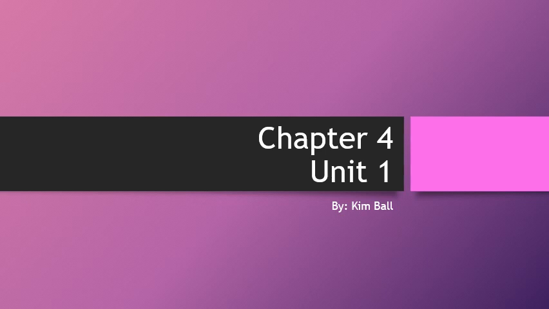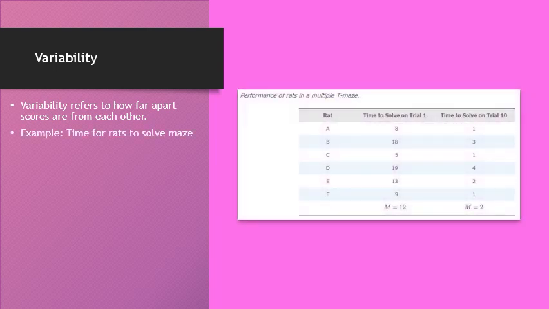This is Chapter 4, Unit 1. We're going to talk about variability. Variability refers to how far apart or even how close together scores are from each other. So here's an example. This is an example of the time that rats took to solve a maze.